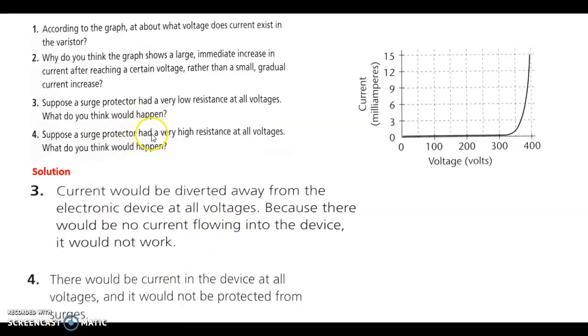And suppose the surge protector now had a very high resistance at all voltages. So whether the voltage is normal, low, or high, this surge protector is always having a high resistance. Then the current would never pass through it and will always be passing through the electronic device. So in this case, if the voltage was high or the current was high, the electronic device may get burned, so the protector won't be able to protect it. So there would be current in the device at all voltages, and it would not be protected from the surges.